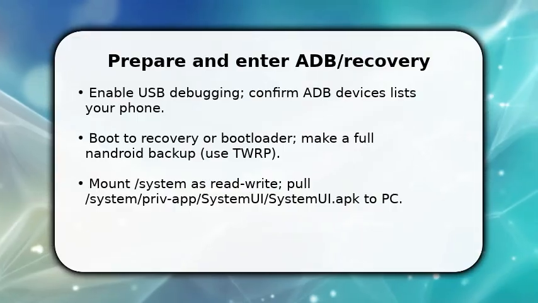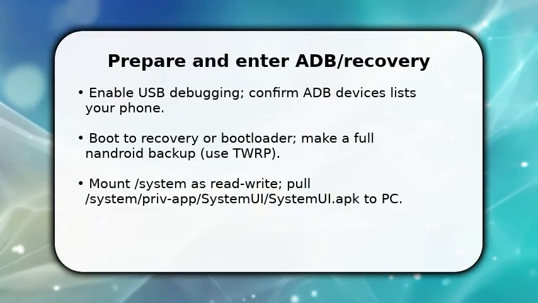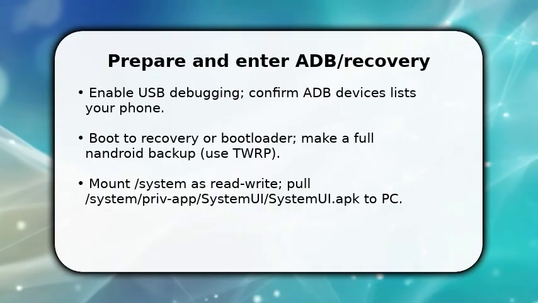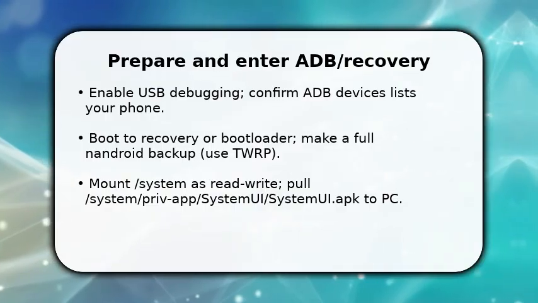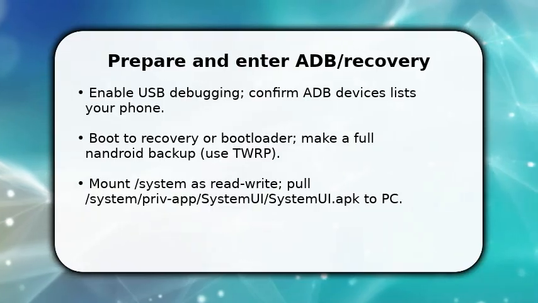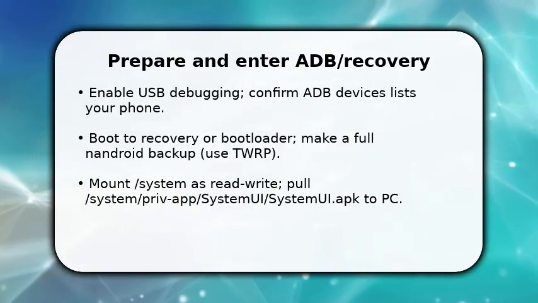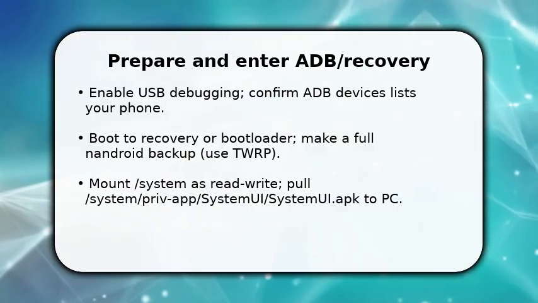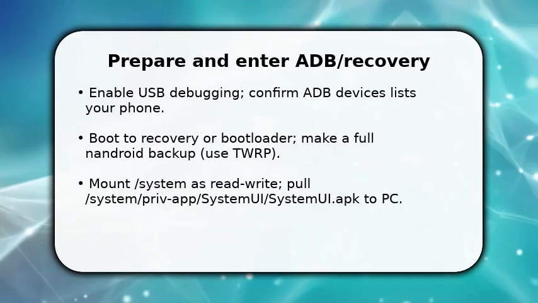You start now, enable USB debugging and verify adb devices shows your phone. Once connected, boot to recovery or bootloader and create an Android backup to avoid data loss. Make /system writable so you can pull the existing SystemUI app to your PC for inspection. You're extracting the original so you can compare versions and avoid mismatched frameworks.